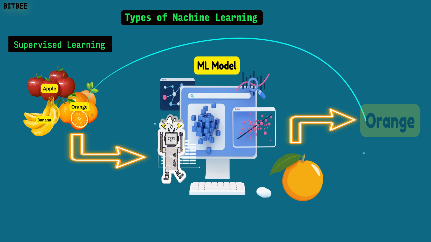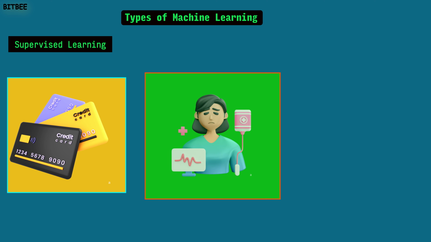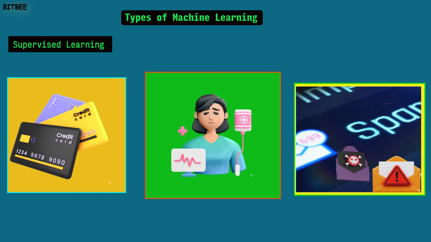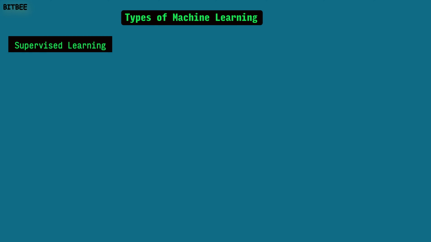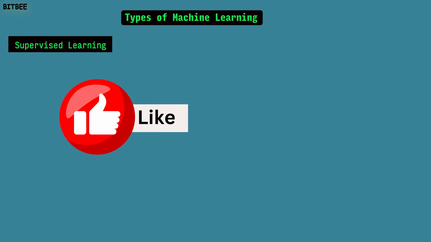So this is how supervised learning works, and it has various applications like credit card fraud detection, monitoring the medical condition of patients, and general applications like detecting spammy emails. And finally, supervised learning uses various algorithms like linear regression, logistic regression, support vector machines, decision trees and many more.